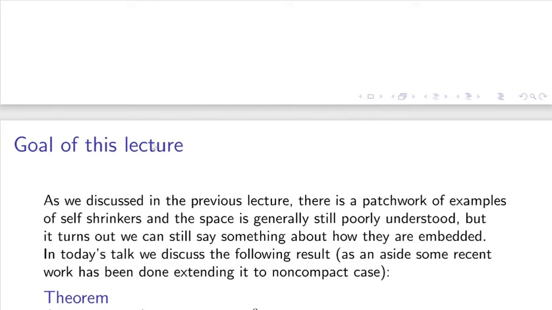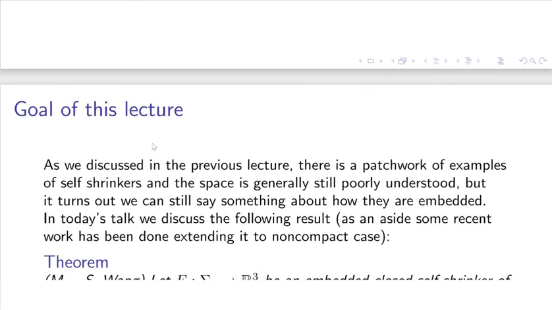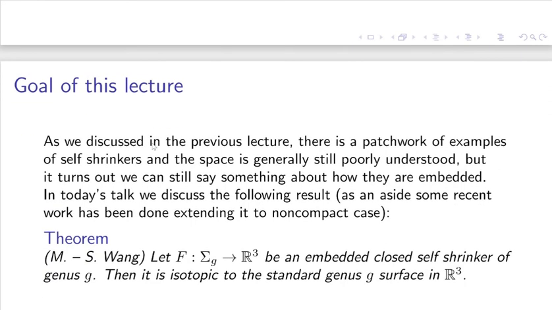But it turns out that we can still say something about embedded self-shrinking surfaces in R3. In today's talk, I want to discuss the following result with Shengwen Wang. It says that a closed self-shrinker of genus g is isotopic to the standardly embedded genus g surface in R3.